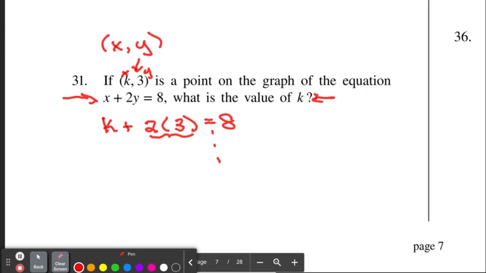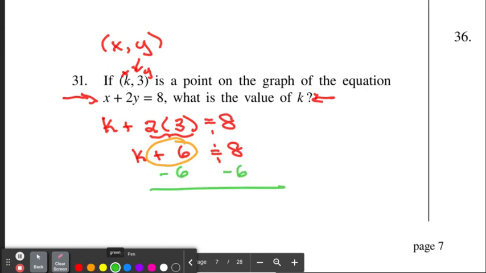So here's our equal to. I'm going to multiply those two things together. K plus 6 equals 8. Now you have to get K by itself. So to get that by itself, we have to move this plus 6 to the other side of the equals. So we have to do the opposite to move that. So I'm going to minus 6 or subtract 6 on both sides of the equal to sign. So you end up with K equals 2.